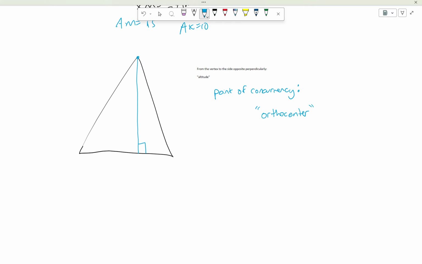All right? So, here's a fun problem. You guys ready? It's going to take a little bit. We're going to find the orthocenter for triangle JKL. J is (-2, 4). K is (4, 4). And L is (1, -2).